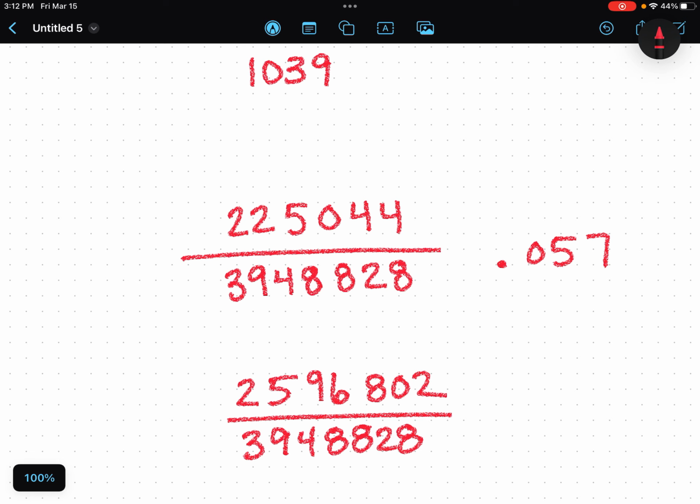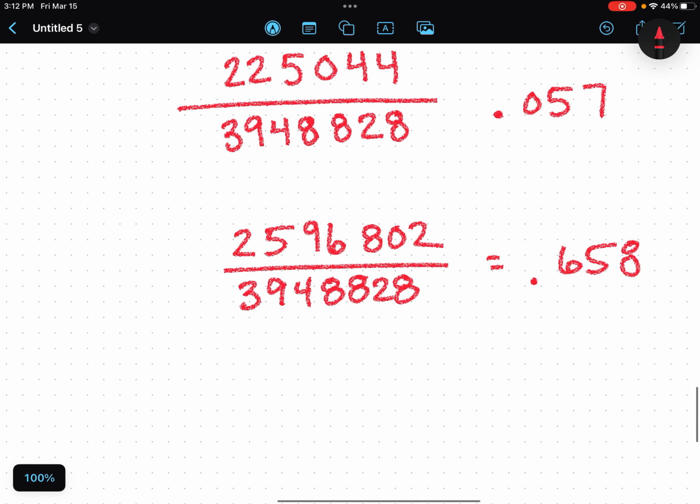And I divide them, and I get approximately 0.658 for part B.